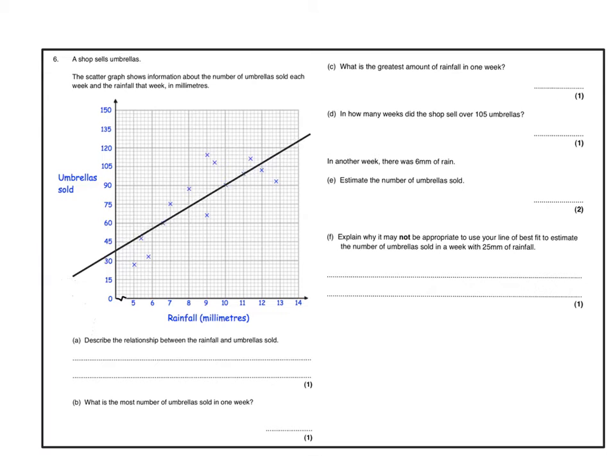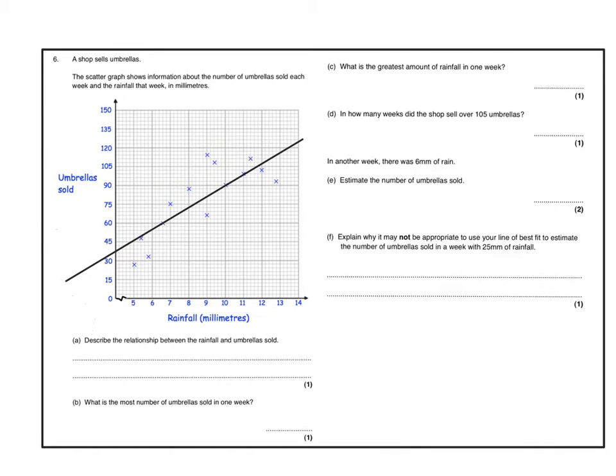Now I need to try and get an equal amount of points on each side. So let's count how many points there are altogether. 1, 2, 3, 4, 5, 6, 7, 8, 9, 10, 11, 12, 13, 14. So I want to try and aim for 7 on each side. Okay, so if I pop it there, let's have a look. So we've got 6 on this side, 5 on this side.